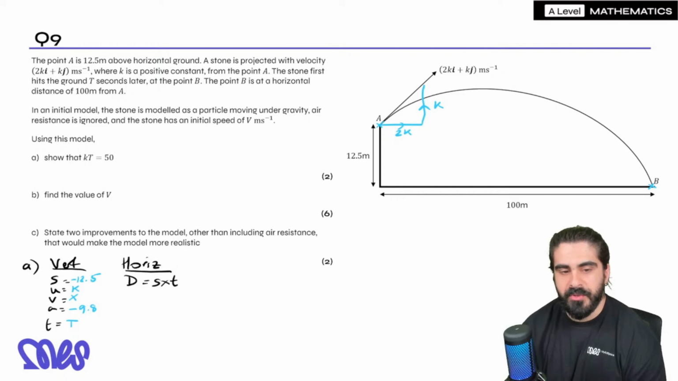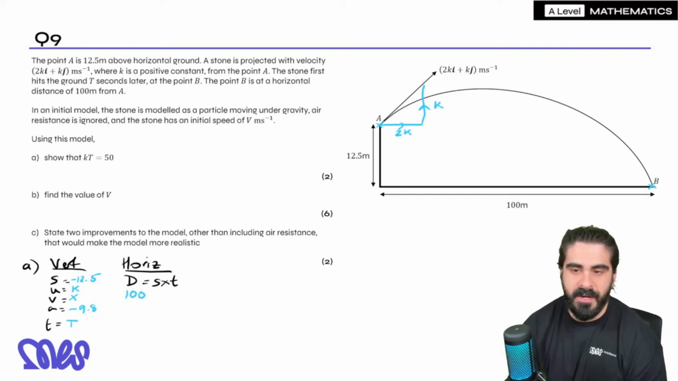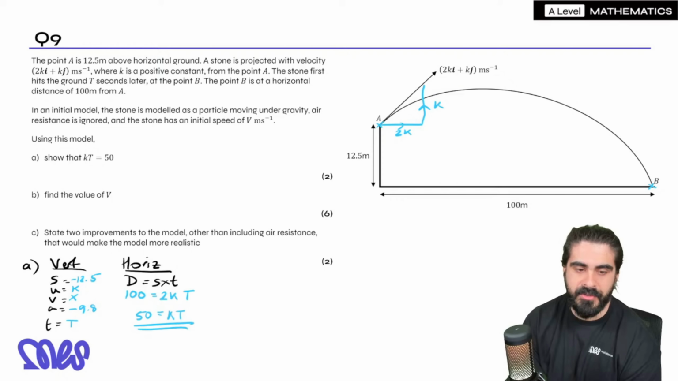Now for the horizontal, the distance is 100. The horizontal speed is 2k. And we have t. And from the horizontal you realize how we get kt as 50 by just dividing both sides by 2.